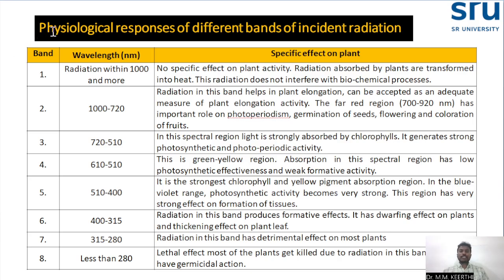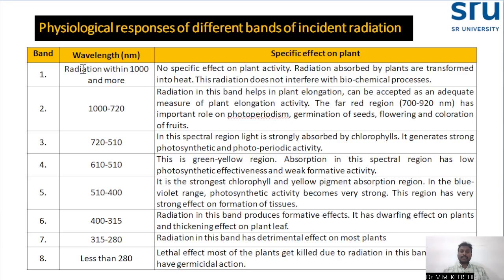First, we are going to discuss what the different bands of incident solar radiation are, and based on the different nanometer ranges, how the different wavelengths of solar radiation affect plants, particularly in physiological aspects. Based on wavelength, we divide solar radiation into two types: short wave radiation and long wave radiation. First, we discuss radiation more than 1000 nanometer.